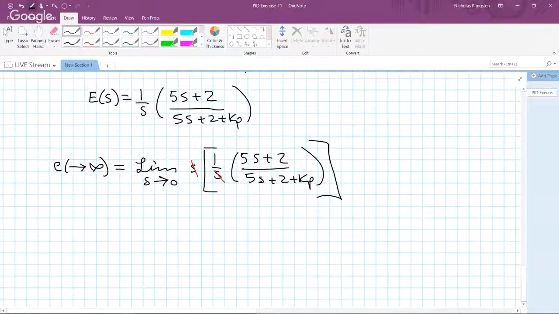And whenever you take your limit, whatever this variable is approaching, you're just going to plug in zeros. Well, for this case, if we were approaching 2, you plug in 2. So 0, which is going to leave us with 2 over 2 plus Kp. This expression is our steady state command error.